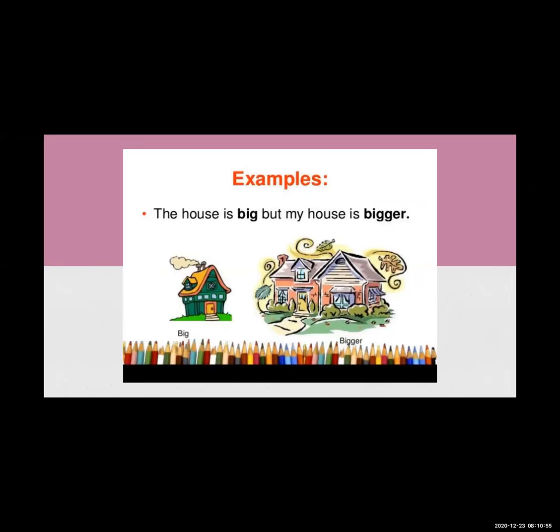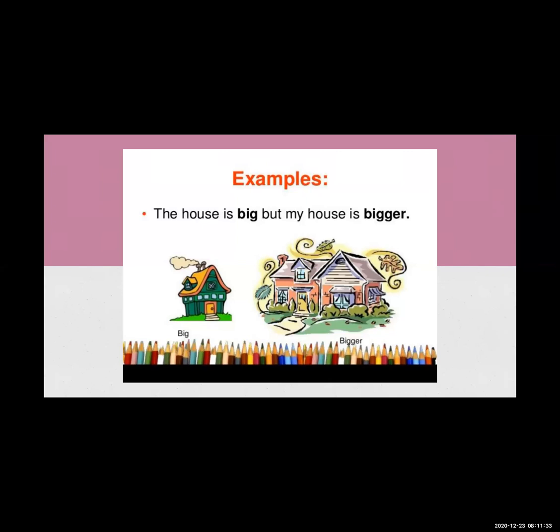See here, there are two houses over here. A small house is there and a big house is there. In the positive degree, there was only one house, and over here there are two houses. So how will we speak the sentence? The house is big, but my house is bigger. Suppose I am staying in this big house. So how am I going to say it? Suppose I am pointing towards that small house and I am saying this house is big, no doubt, but my house is bigger.